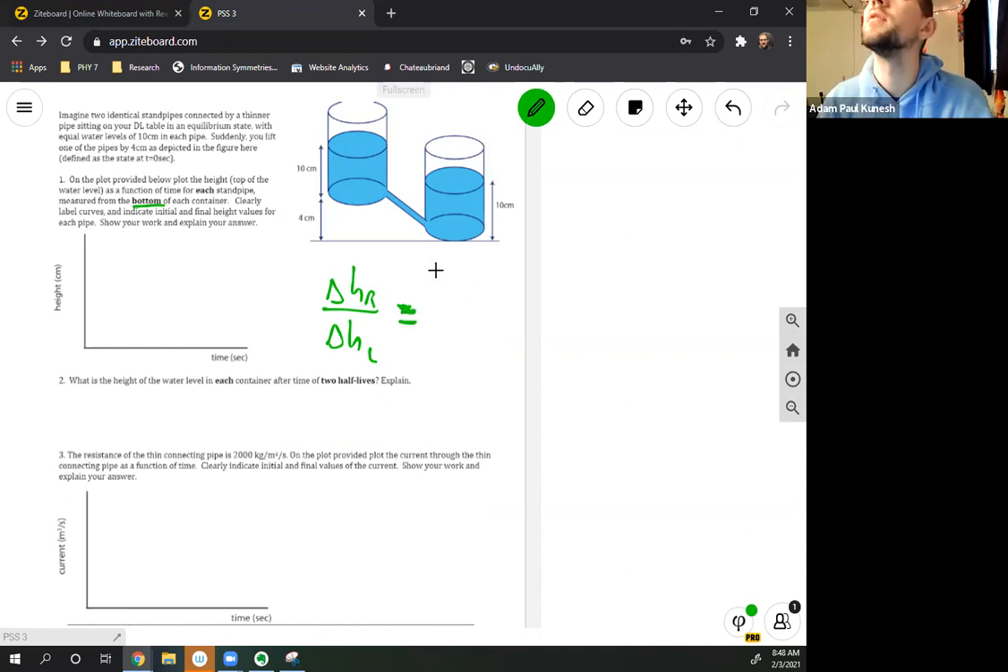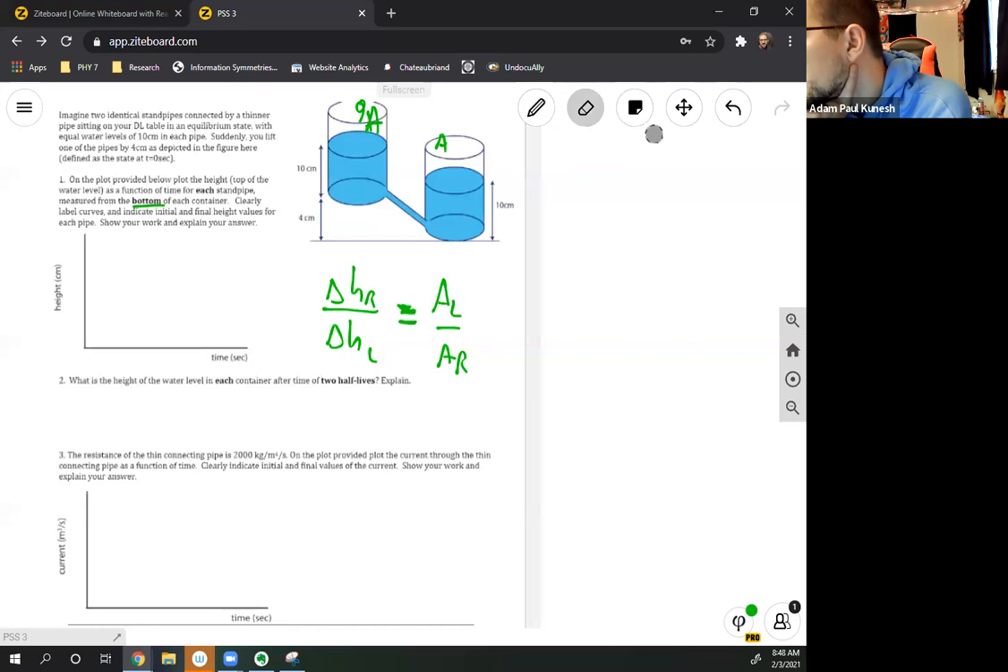Double check myself here. It's like the inverse of the areas. I have to think for a moment. Hang on. Would it be area right divided by area left? No, it'll be the opposite. So it'll be area of left divided by area of right. Let's double check. If I had an area on the left that was 9 times bigger than the area on the right, I'd have 9 times as big of a change here. Yep, I think this should be right.